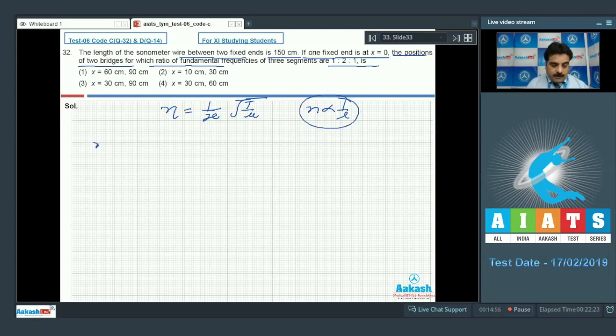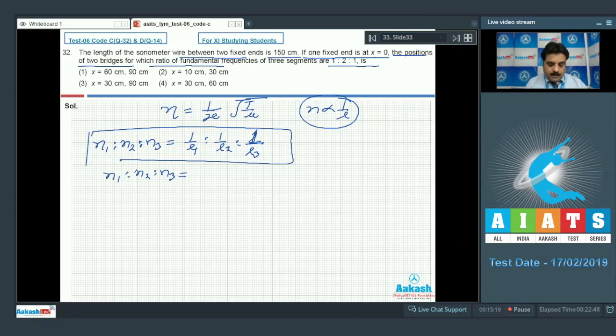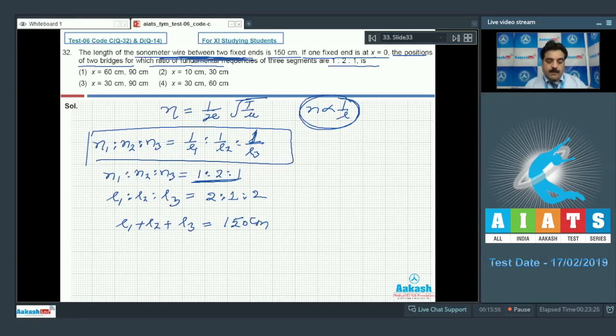N means frequency, right? So if I write the ratio n1 to n2 to n3, it will be 1/L1 to 1/L2 to 1/L3. According to the problem, that is 1:2:1. So for the length, because length is inversely proportional to n here, we write L1 to L2 to L3, and we have to take the reciprocal, so you will get 2:1:2. Now L1 plus L2 plus L3 is 150 centimeter, because the question says the length of the sonometer between two fixed ends is 150. That's why I'm taking 150.